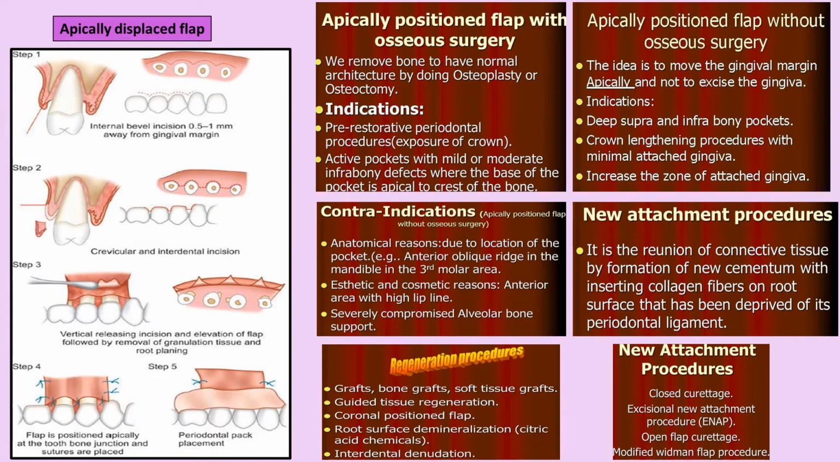You can see more points about the contraindication and the apically positioned flap that is used with or without osseous surgery. What are the indications of them here? Also, on the other page, we can talk about the coronally positioned flap, the new attachment procedures, and regeneration.